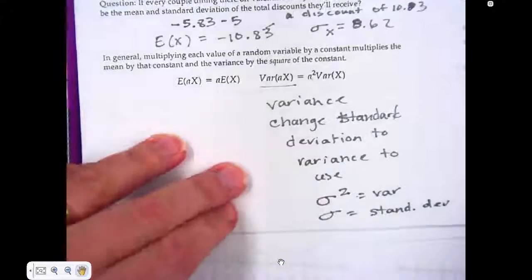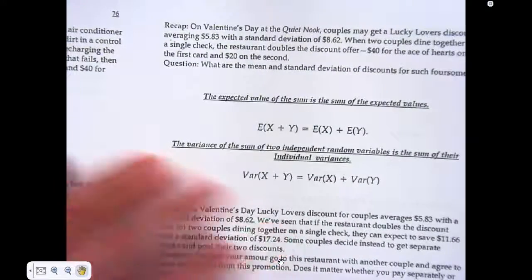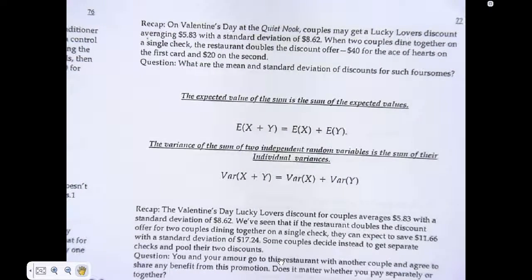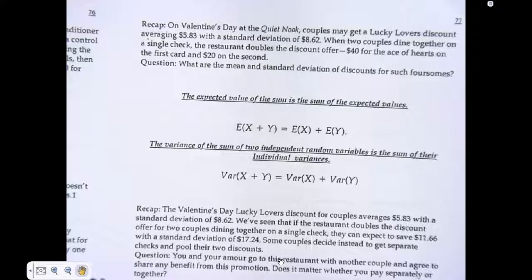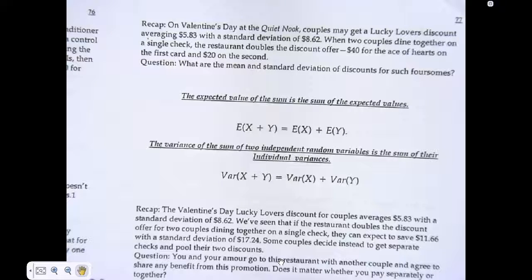Okay, so now let's put this into application. On Valentine's Day, we're back to the Quiet Nook. The couples may get a Lucky Lovers discount of $5.83 with a standard deviation of 8.62. When two couples dine together on a single check, the restaurant doubles the discount offer. They want to know what the new mean and standard deviation would be. So what they're saying here is double. In essence, they multiplied everything by 2.